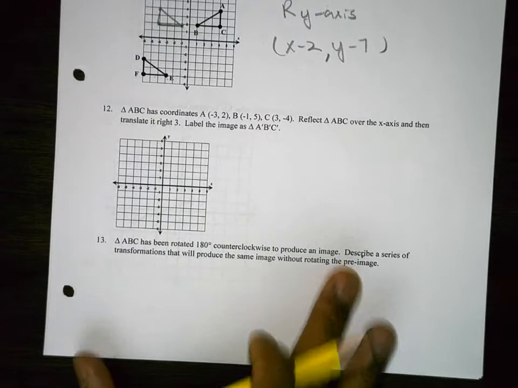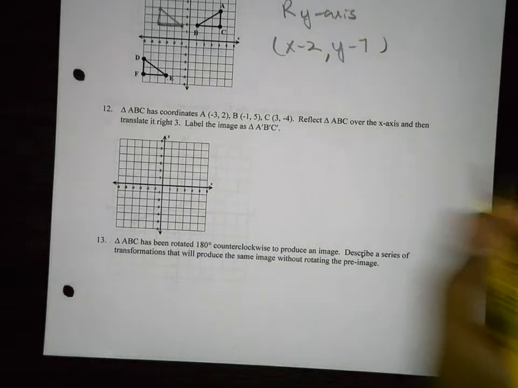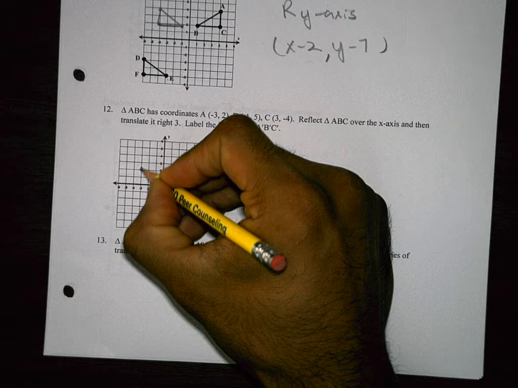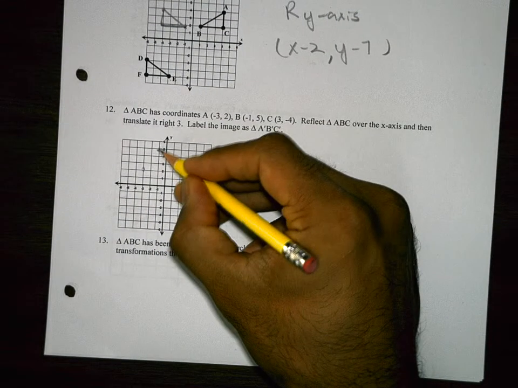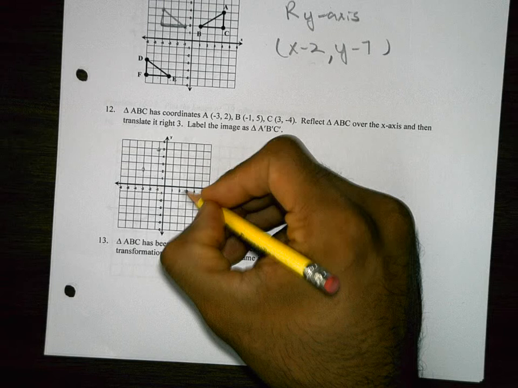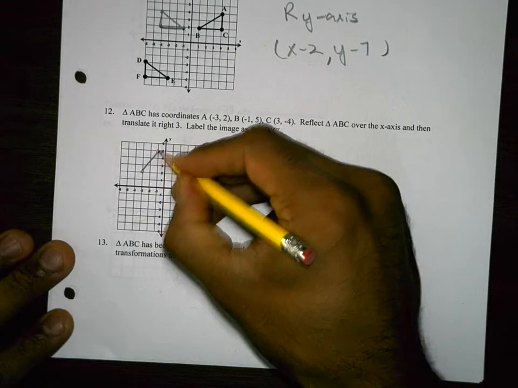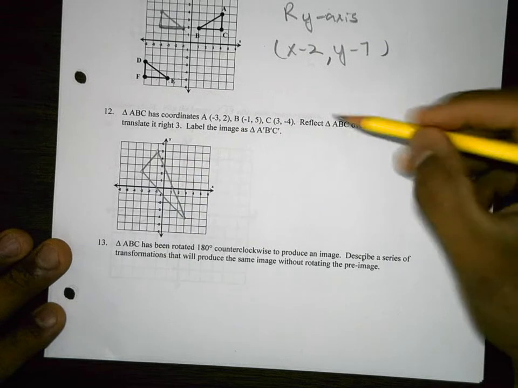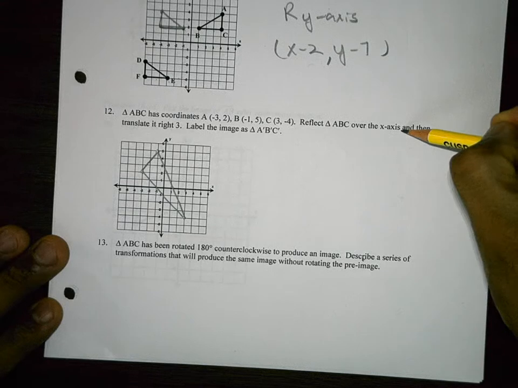Number 12 says, we give you the coordinates: A (negative 3, 2), B (negative 1, 5), C (3, negative 4). Okay, so here's my shape. And they want me to reflect it over the x-axis, then translate to the right 3 spaces.